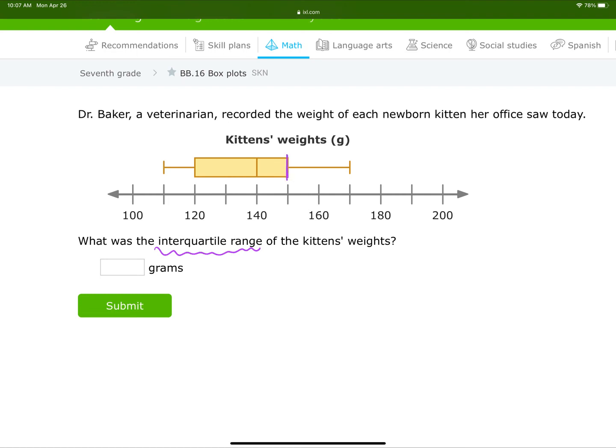Remember, interquartile range is the upper quartile minus the lower quartile, which is this one. So we have a number between 140 and 160. That number is 150. And the lower quartile is given to us. So we have 150 minus 120. What's 150 minus 120? That tells you the interquartile range. That's the range right here within the box. Yep, 30 grams.